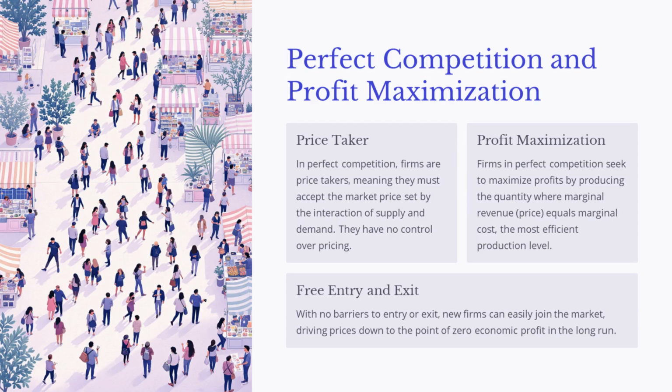In a perfectly competitive market, firms are price takers. They have no control over the market price, which is set by the interaction of supply and demand. The goal for firms in perfect competition is to maximize profits by producing the quantity where marginal revenue, the market price, equals marginal cost. This is the most efficient production level. With free entry and exit, new firms can easily join the market, driving prices down to the point where firms earn zero economic profit in the long run.